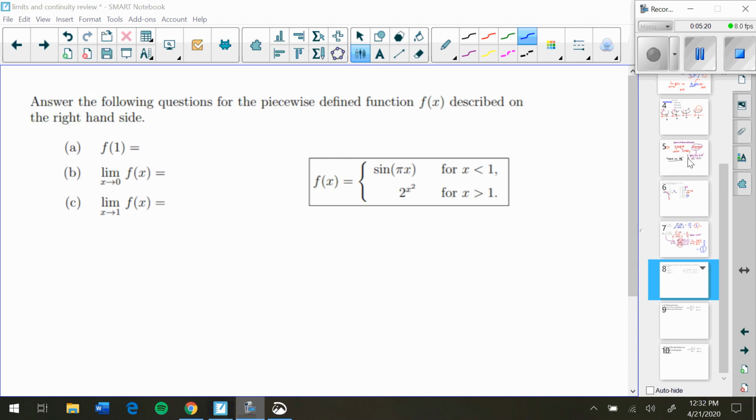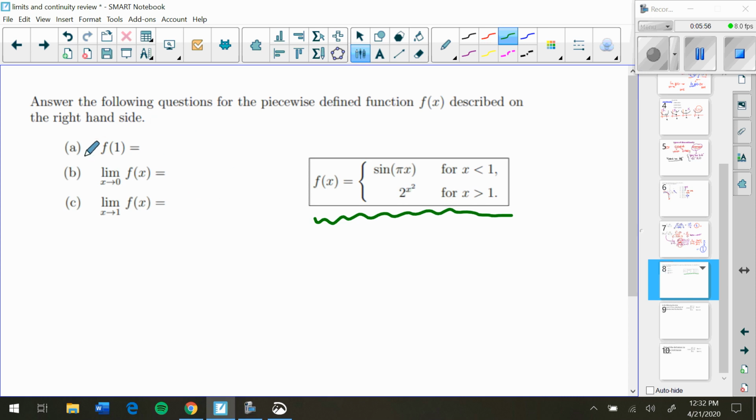Next problem. So this one is something we haven't quite seen exactly the same, but a lot of the concepts that we've learned so far are included in this problem. It says, answer the following questions for the piecewise function defined as we have on this right side. So here's our function. Now, it's kind of a weird function, right? f of x is equal to sine of pi times x for x less than 1, and 2 to the x squared power for x greater than 1. I repeat, I do not expect you to know what this looks like graphically. In fact, you shouldn't need it for this problem.